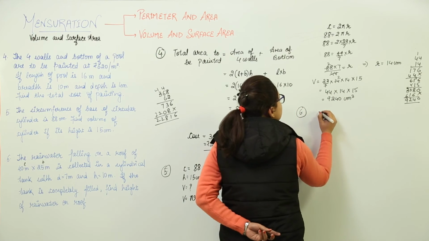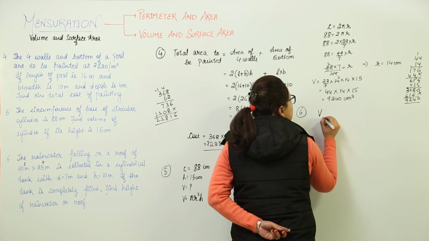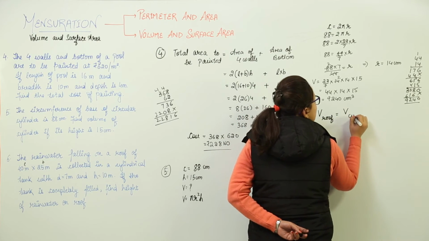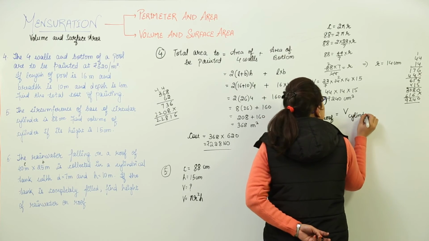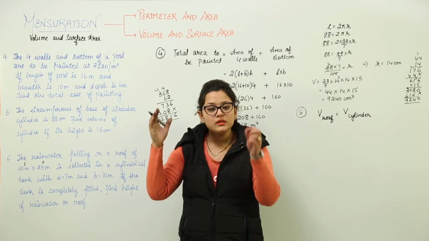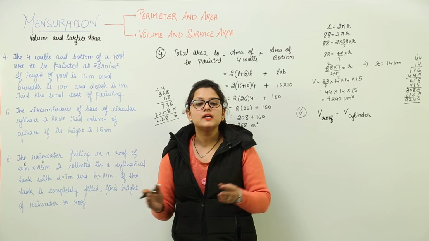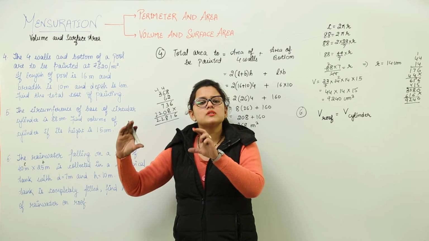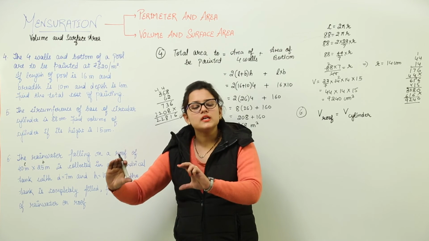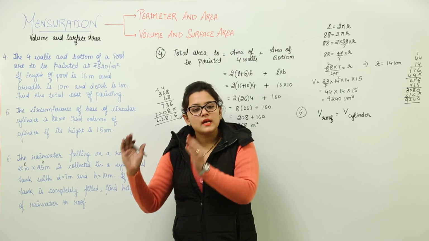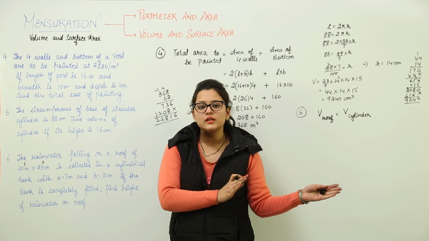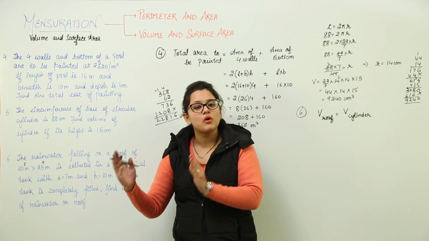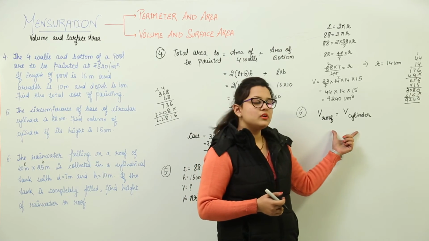First of all, you need to understand that volume of water on the roof will be equal to volume of the water in the cylinder, isn't it? That is what we are saying now. Whatever rainwater is falling on the roof is getting collected in a cylindrical tank. That means whatever water was collected on the roof is the volume of the water. That amount of water is now going into the cylinder. So the volume of cylinder will be equal to the volume of roof. That's what I have written.